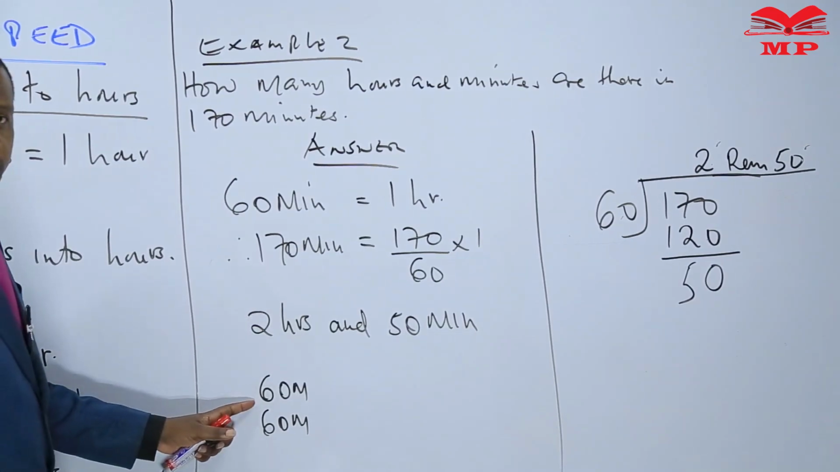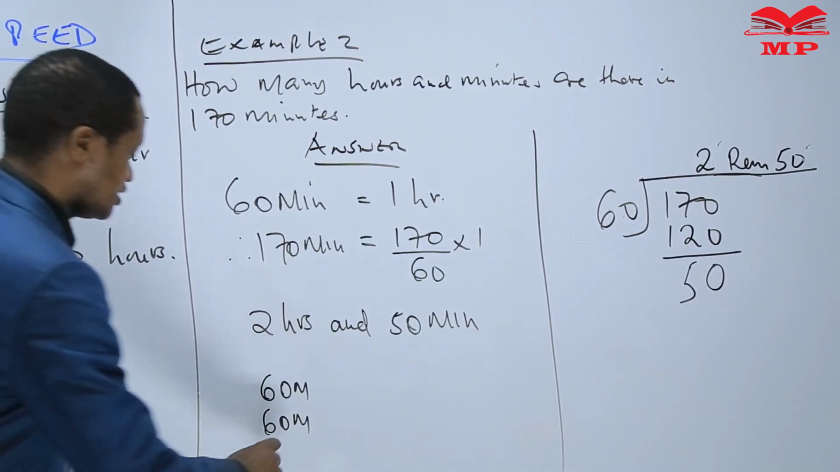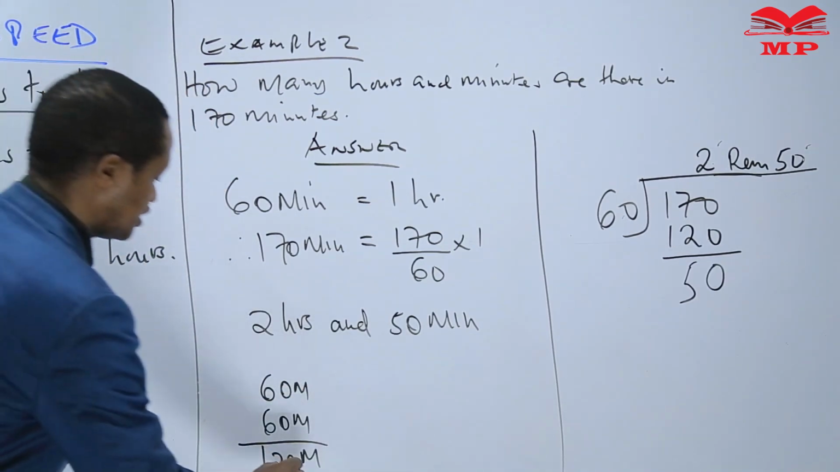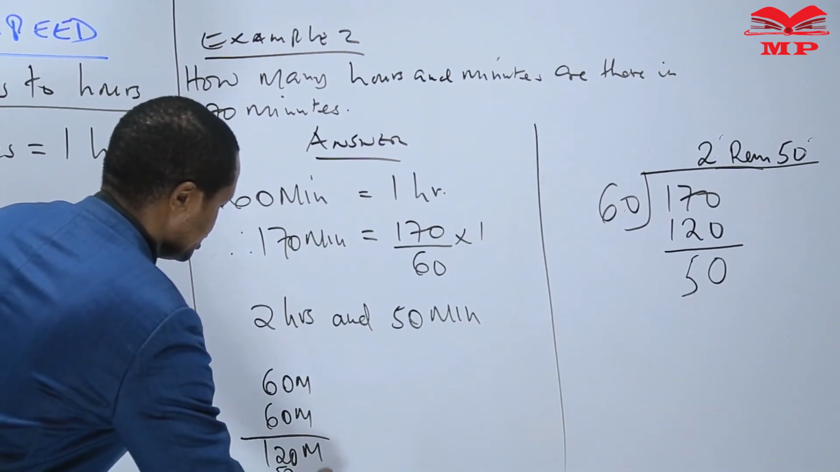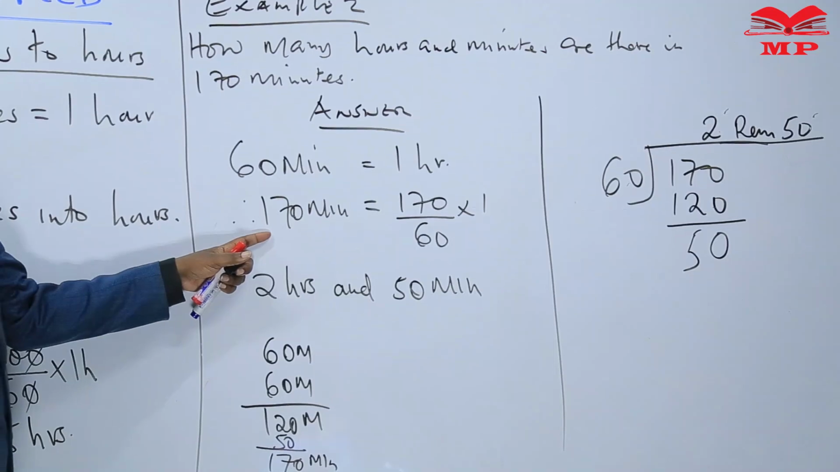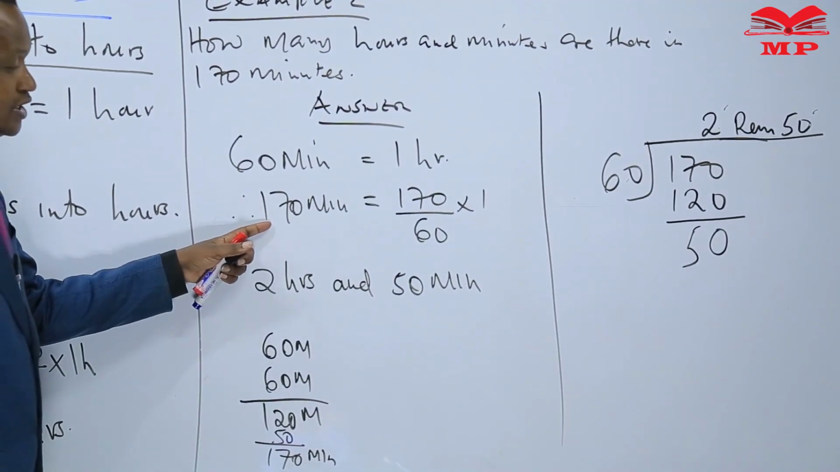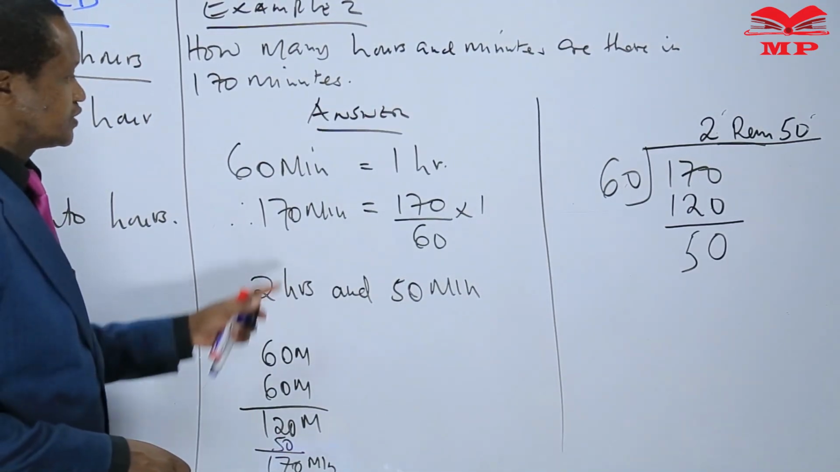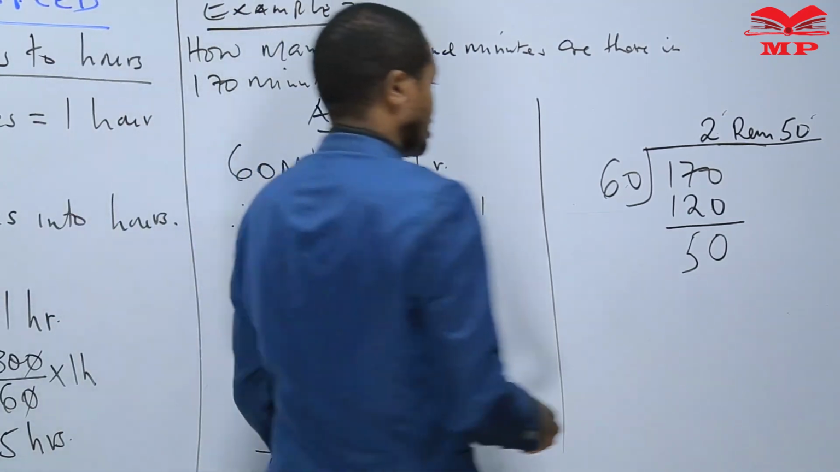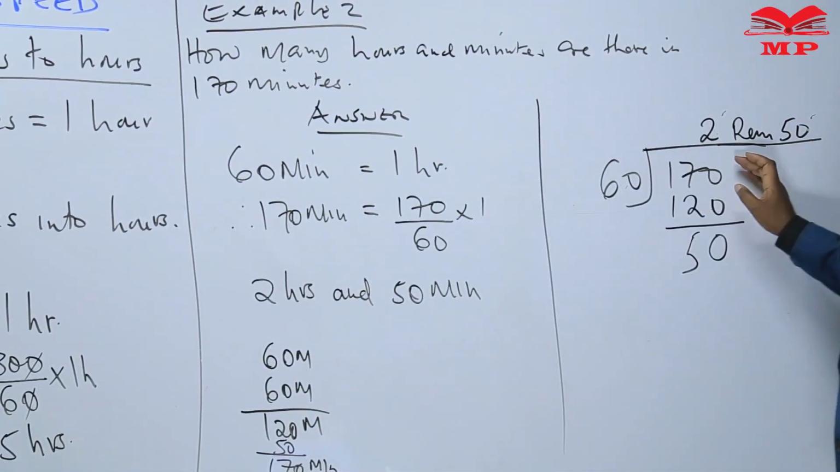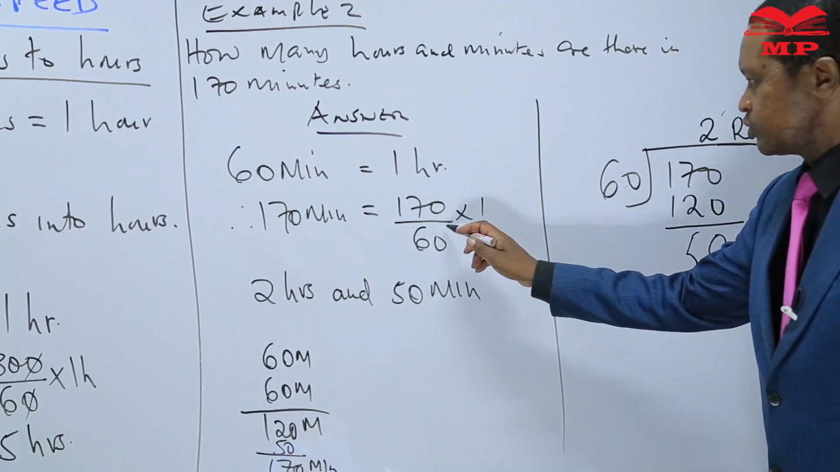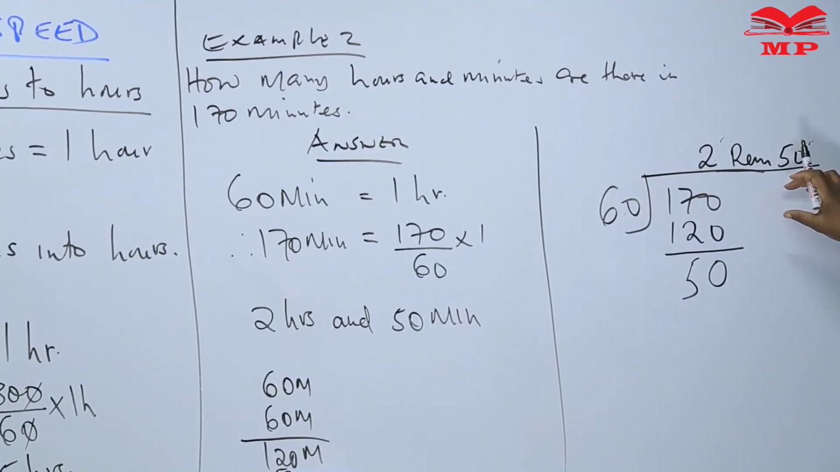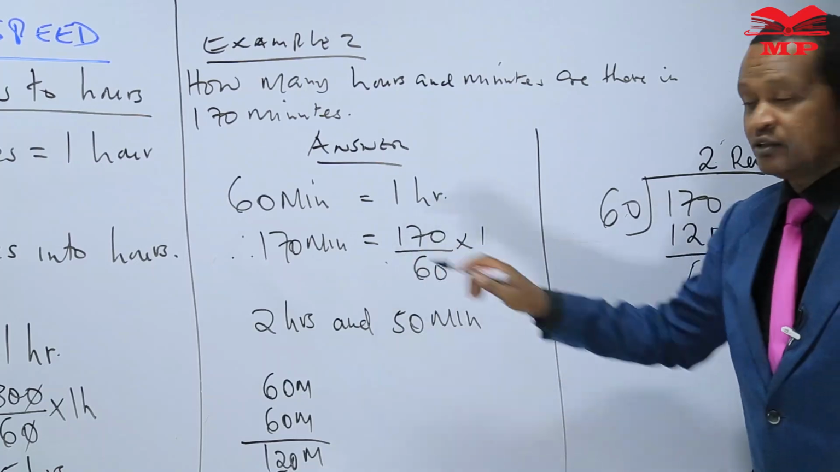So 2 hours gives us 60 minutes and 60 minutes, which is equal to 120 minutes. Then we add the 50 minutes, and you get 170 minutes. So 170 minutes will be equal to 2 hours and 50 minutes. When you have such a question, what you need to do is to just divide the way it is. Don't cancel when dividing. Divide the minutes the way they appear in the formula.